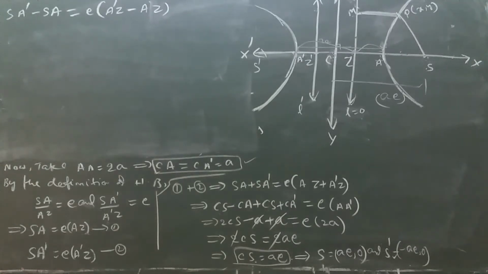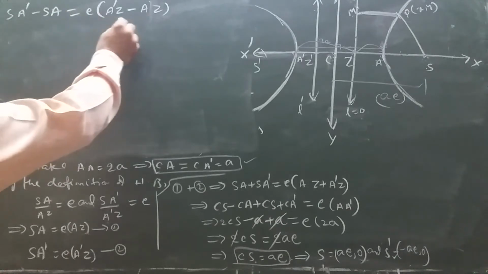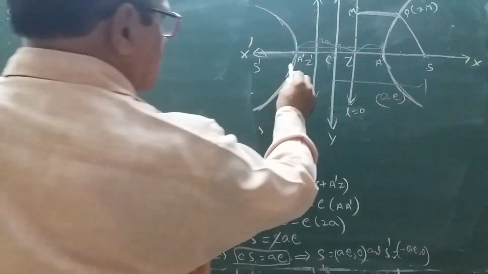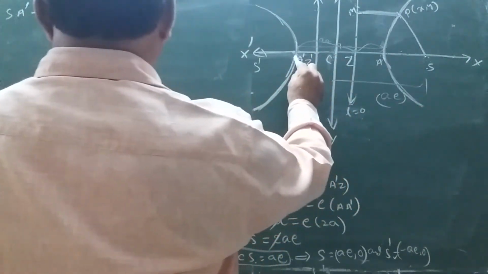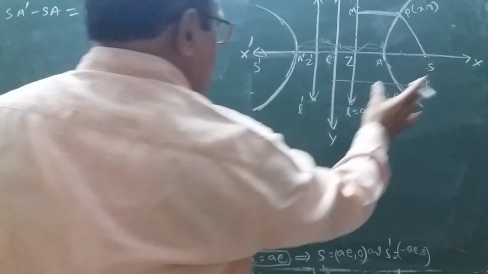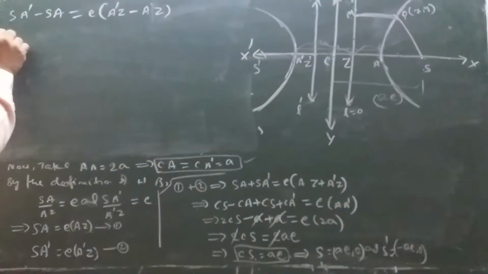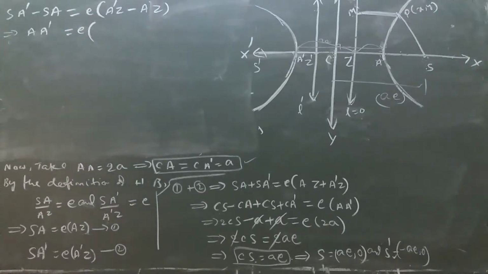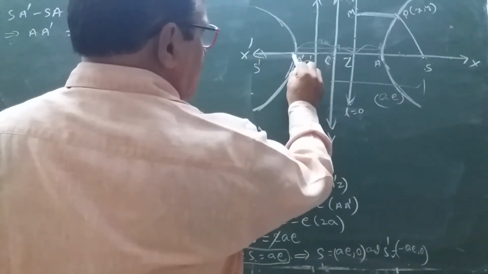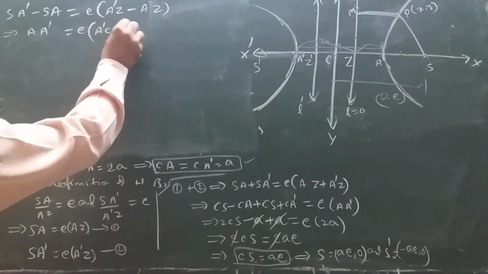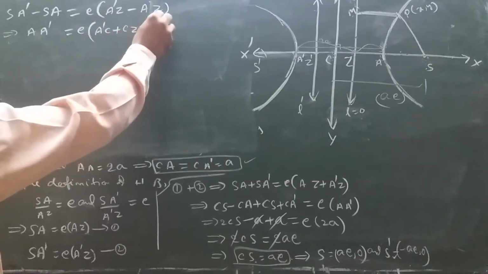Now, by taking 2 minus 1, that implies SA dash minus SA is equal to E into (A dash Z minus AZ). On the left side, SA dash minus SA, if we subtract SA from the total, there will be AA dash. So on the left side AA dash, or A dash A, is equal to E into A dash Z in the figure. A dash Z can be written as A dash C plus CZ, minus AZ.